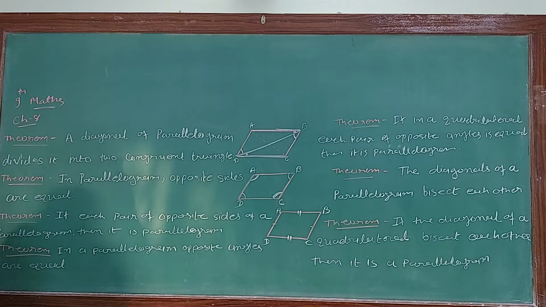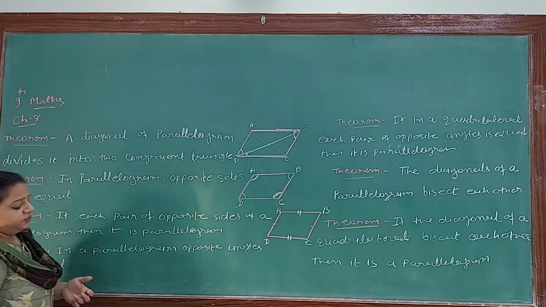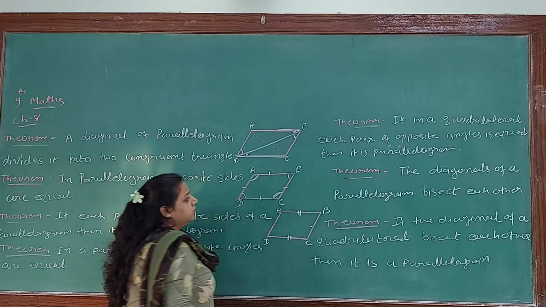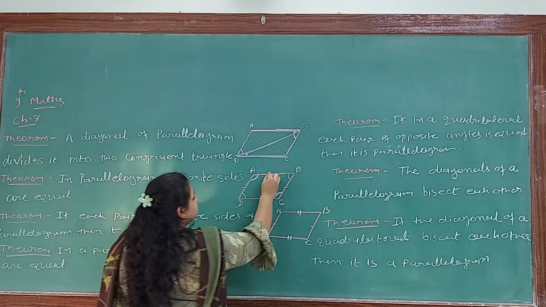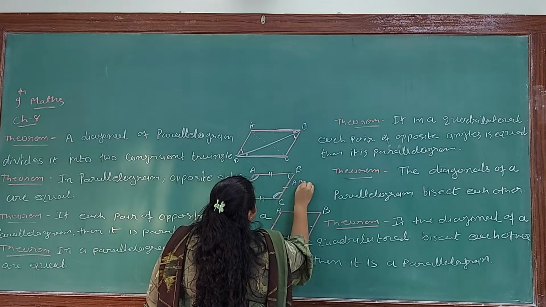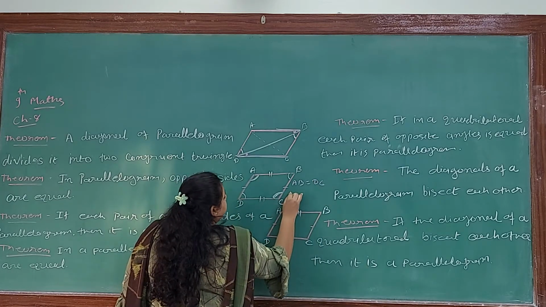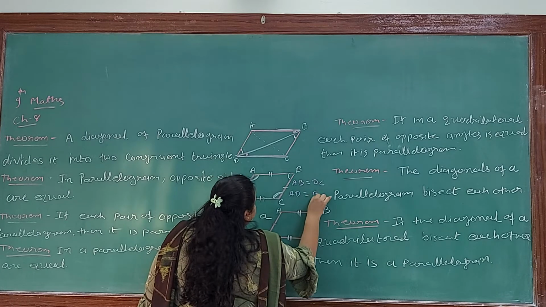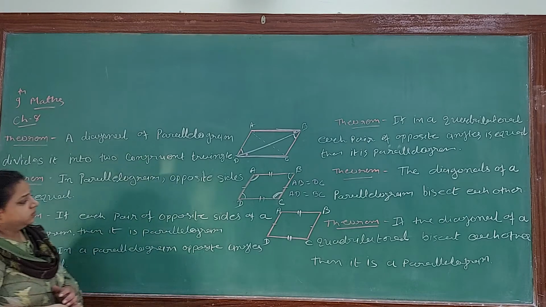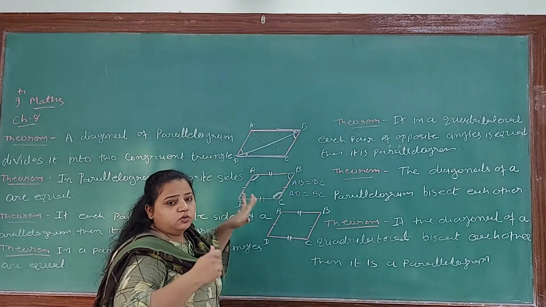Now second, in a parallelogram opposite sides are equal. Here opposite side AB equals CD and AD equals BC. And of course, here I wrote opposite angles will be 180 and here also the total will be 180.